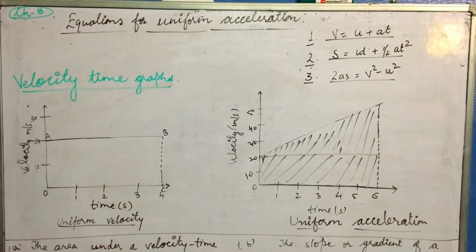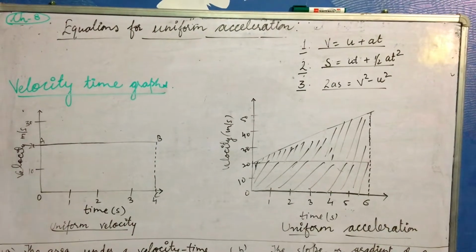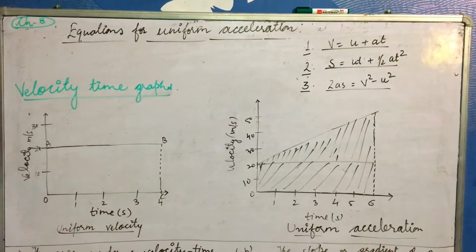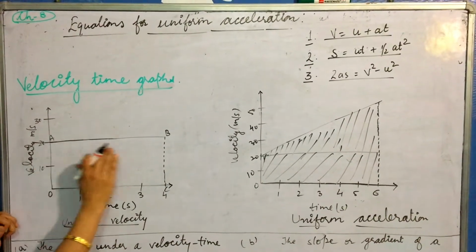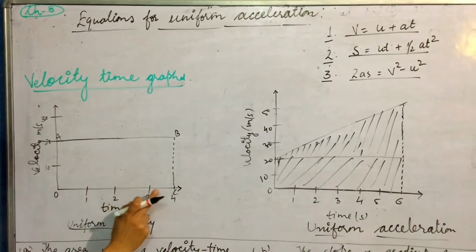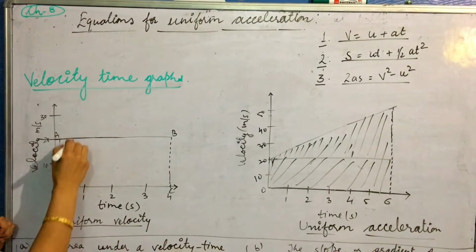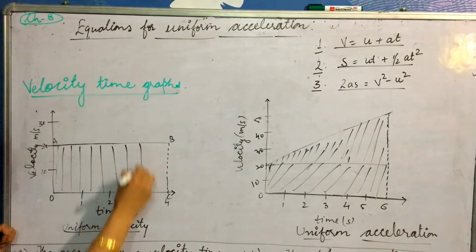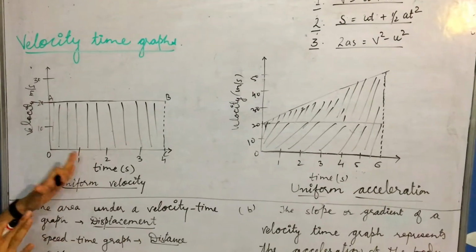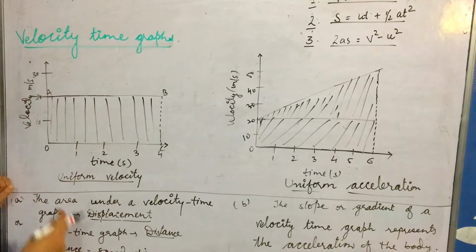Now graphical representations. Velocity time graph. If we plot a graph and take time on the x-axis and velocity on the y-axis, and this is quite uniform velocity, 20 meters per second in the first, second, third, fourth second, everywhere it is the same. So if I calculate the area under it, that is the area under the velocity time graph, then it will be the area of this rectangle.